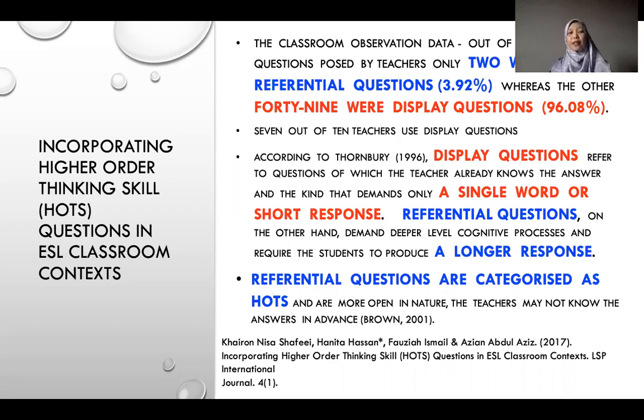So when we ask why teachers do not use HOTS questions, they said because students could not give longer responses. When we ask HOTS questions, students do not know how to answer. So what do the teachers do? They break up the questions into small chunks, and then the students just answer yes or no with short responses as guided questions.